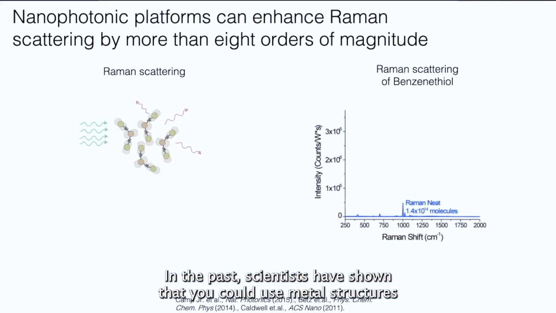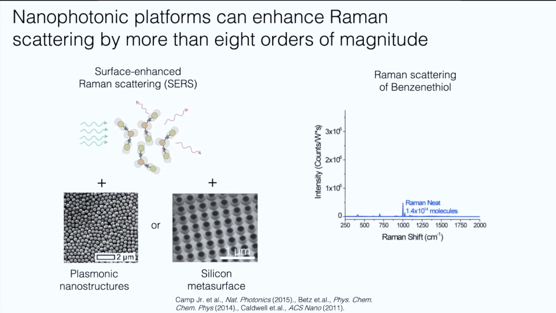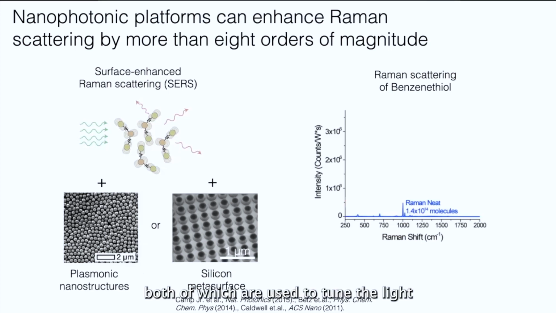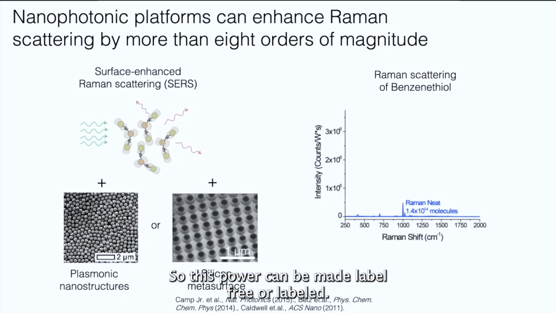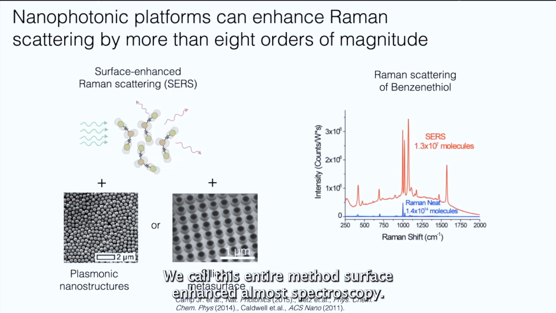In the past, scientists have shown that you could use metal structures, also known as plasmonic particles, or dielectric structures such as silicon that can be designed in a nanofabrication film into metasurfaces, both of which are used to tune the light at the nanoscale and magnify it. These can be made label-free or labeled, but essentially they can enhance the signal up to 8 orders of magnitude or more, which enabled single molecule level identification of Raman signature. And we call this entire method surface enhanced Raman spectroscopy.